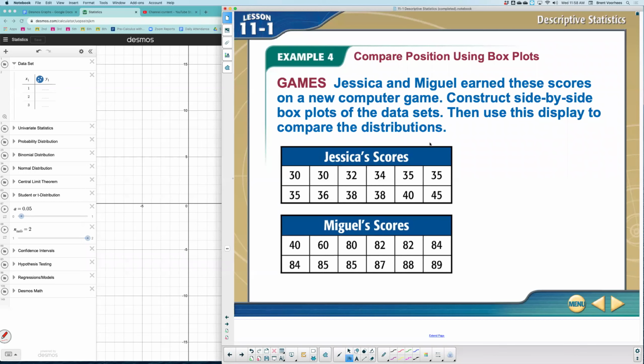All right, let's take a look at example 4 now. It says games. Jessica and Miguel earn these scores on a new computer game. Construct side-by-side box plots of the data sets. Then use this display to compare the distributions. So here's what I'm going to do.